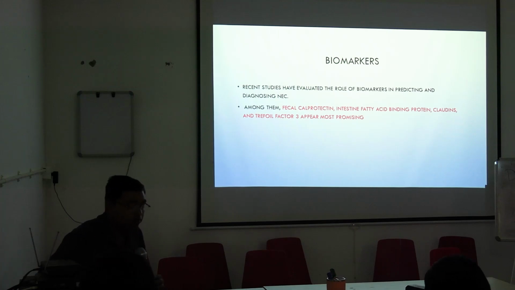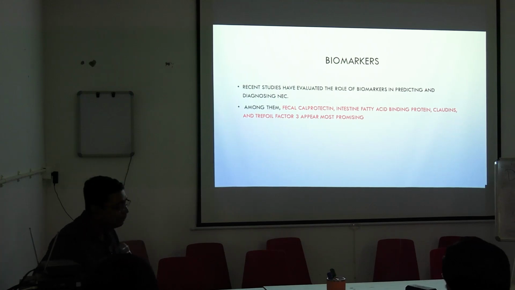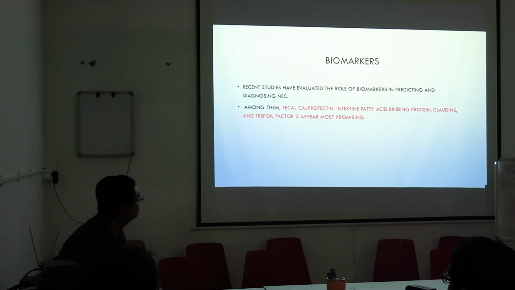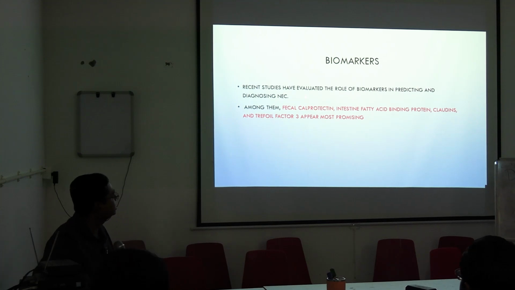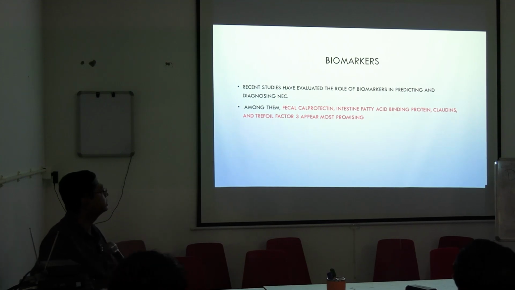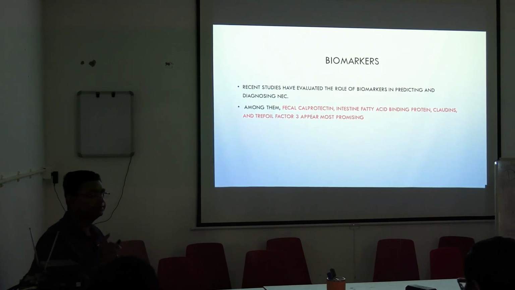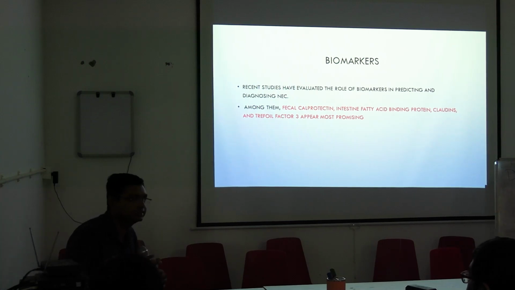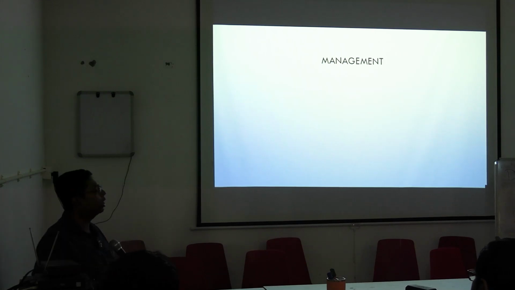There are several biomarkers that can help in detecting or predicting the NEC. Among them, fecal calprotectin, intestinal fatty acid binding protein, claudins, and trefoil factor 3 are most promising. এগুলো কোনোটাই প্র্যাকটিক্যালি করা হয় না। প্র্যাকটিক্যালি যেটা করা হয় CBC, CRP, procalcitonin and fecal calprotectin. These things are available. বাকিগুলো আমাদের in general available থাকে না. So how can you manage?